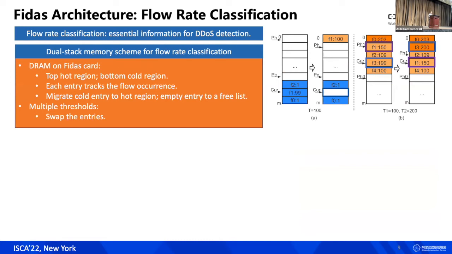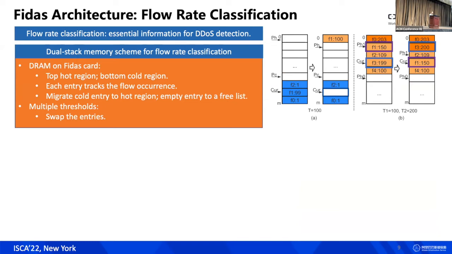Now let's come into the flow rate classification. Why do we need flow rate classification? Because it is essential and probably the most time-consuming part of DDoS detection. So we came up with this dual stack memory scheme for flow rate classification.